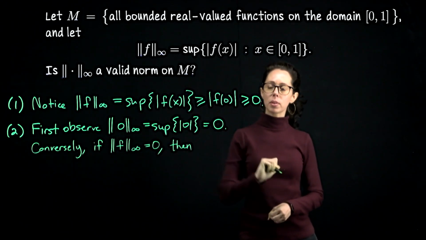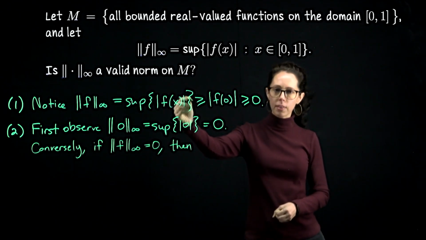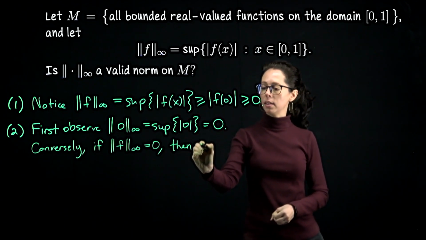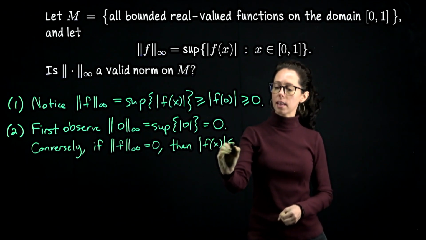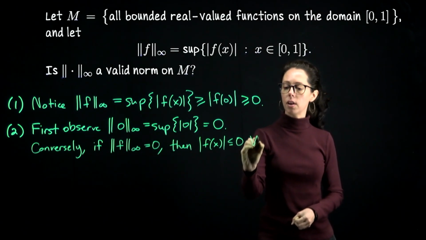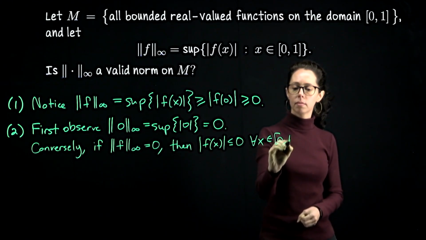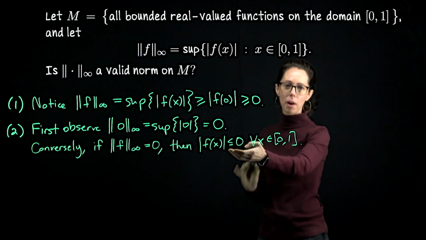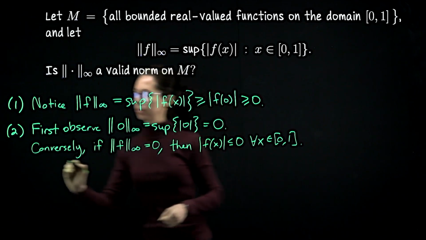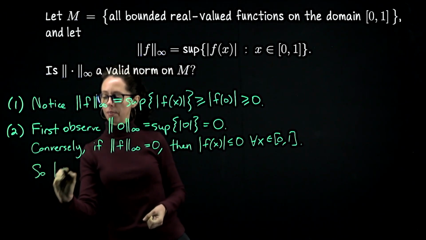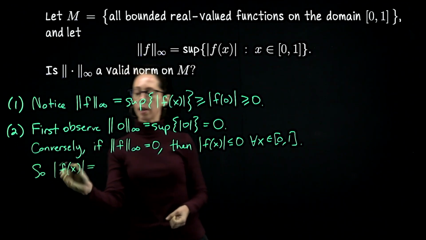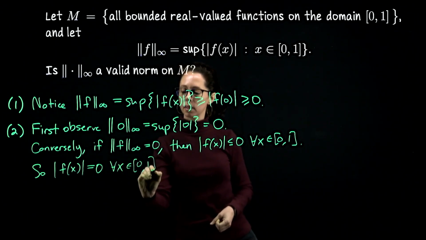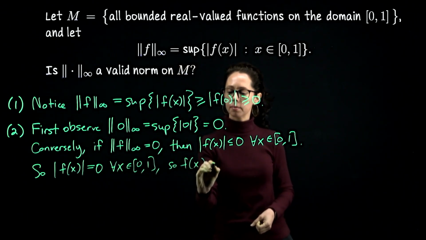that means the set supremum was 0, which means each element of the set is less than or equal to 0, because each element of the set has to be less than or equal to the supremum. So then the absolute value of f of x is less than or equal to 0 for all x in the domain. But this is a non-negative quantity, which we're saying is less than or equal to 0. That's only possible if it's literally 0. So, sorry, the absolute value of f of x equals 0 for all x in the domain. So f of x is 0. Okay.